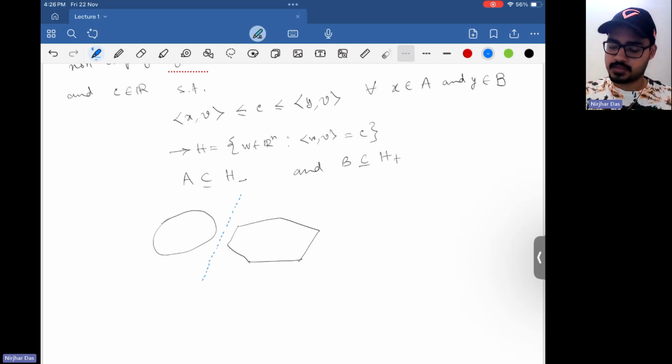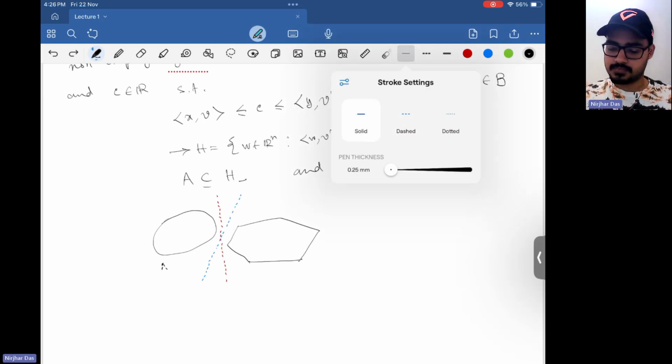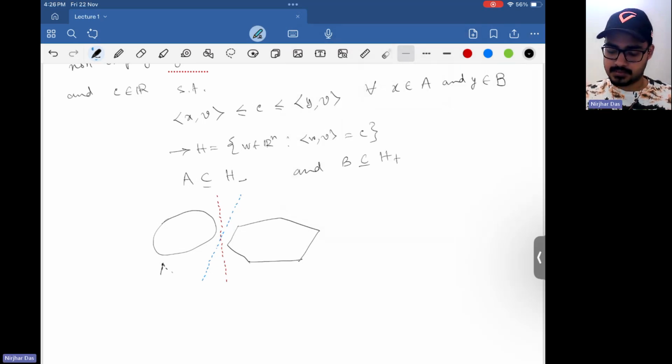So this is a hyperplane. For example, this is also a separating hyperplane. And there can be many more, as you can see from this diagram. But essentially, whatever hyperplane you pick that separates them, your set A lies on one side of this hyperplane while B lies on the other. That's the idea of the separating hyperplane theorem.